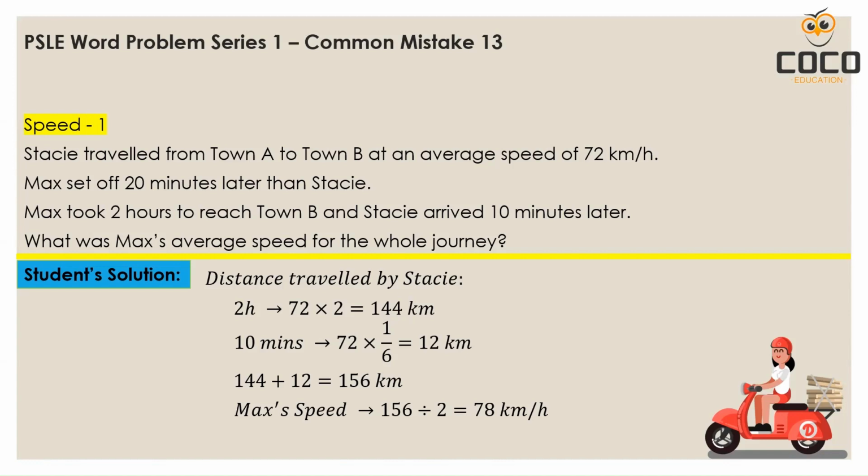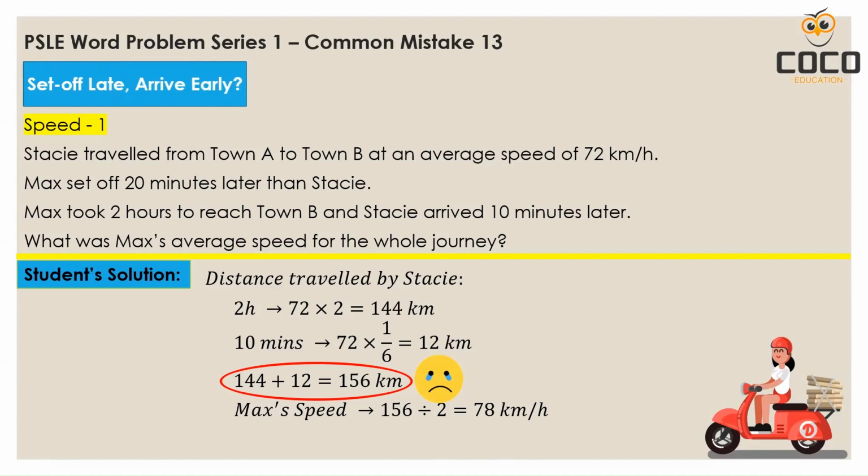I believe most of you can find a mistake in his solution, but do you know how to correct it? How can we interpret "Max set off 20 minutes later, but reached 10 minutes earlier"? It brings us to the topic today, which is how to find the correct time for speed questions. Let's quickly look at the suggested solution.